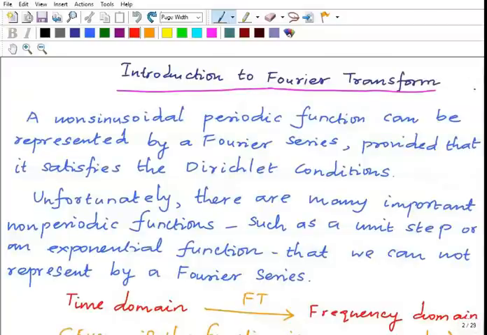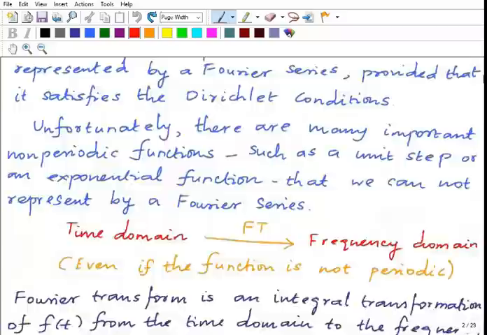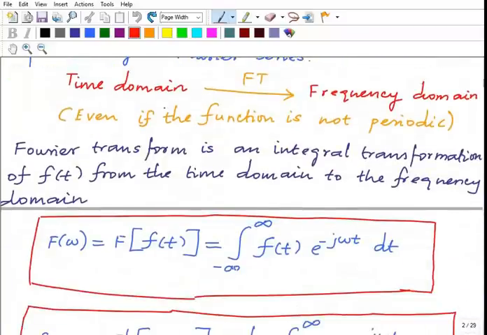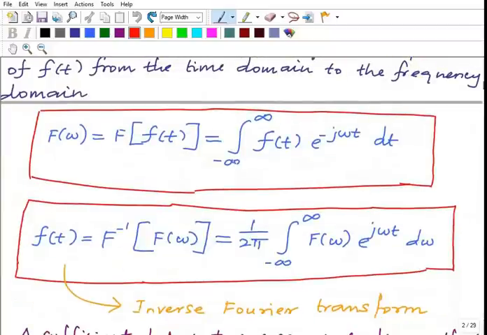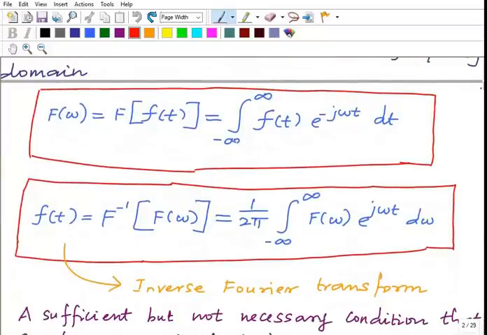Whatever statements we have discussed are available here. The first one: a periodic non-sinusoidal signal can be represented using Fourier series. But there are many important non-periodic functions such as unit step and exponential signals. For those we cannot use Fourier series, so we go for Fourier transform. Fourier transform transforms a time domain signal to a frequency domain signal. Now we will discuss the equations used for Fourier transform.